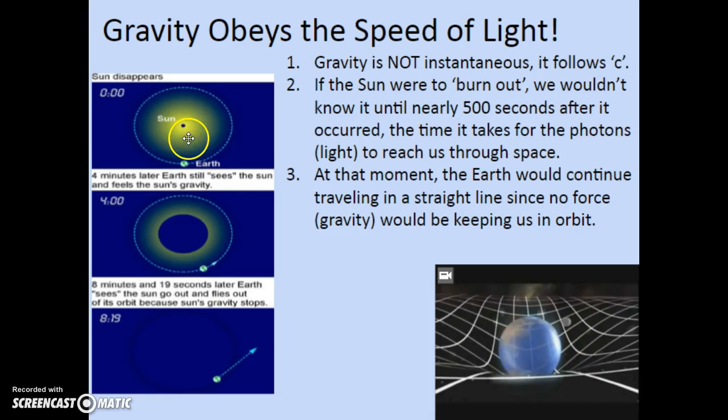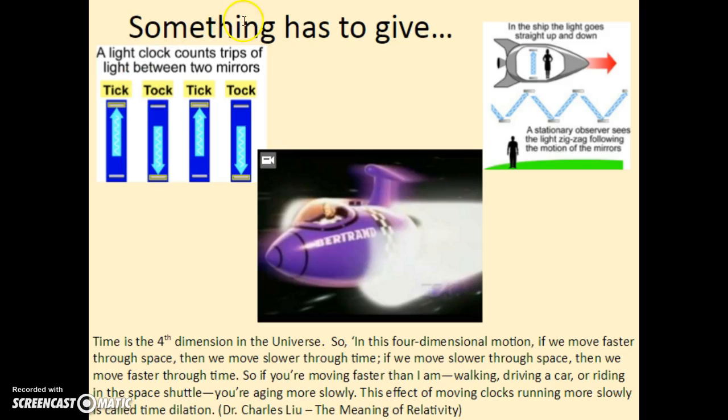So if the sun were to burn out, gravity would be traveling. The Earth wouldn't know that gravity was gone until the light that was traveling with the gravitational waves arrived. So it would take 500 seconds, just as it takes 500 seconds for light to reach us, so too would gravity. Nothing travels faster than the speed of light. And as a consequence, something has to give.